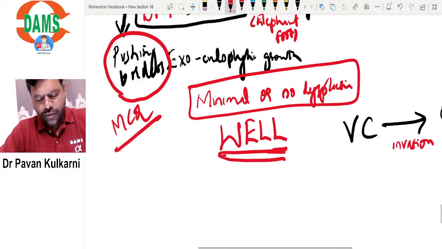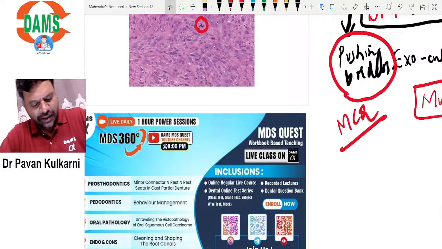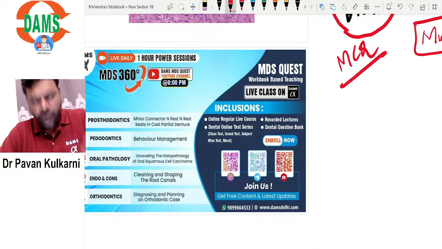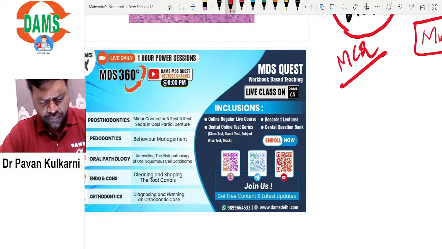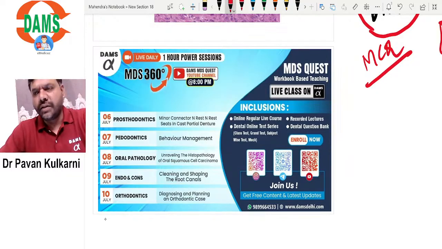So with that, I tried to give you an important overview of the histopathology of oral squamous cell carcinoma. Strictly speaking, this is a very important concept. If you understand this concept, you can solve many MCQs. Based on this, you can better understand.